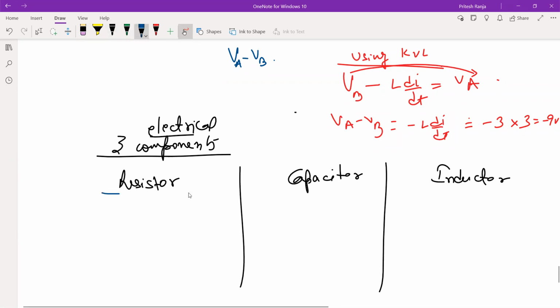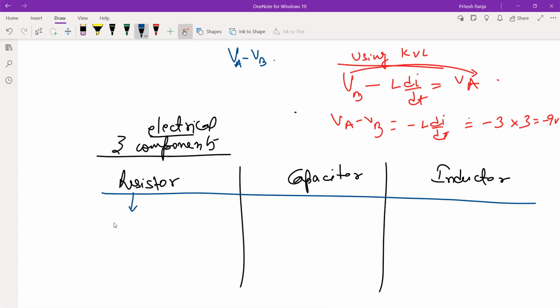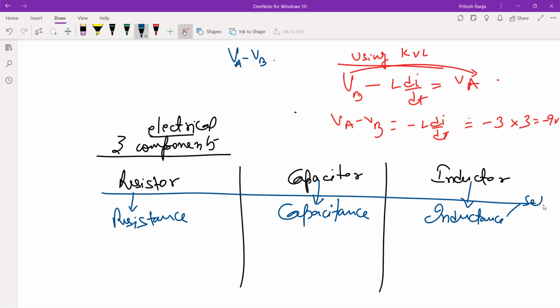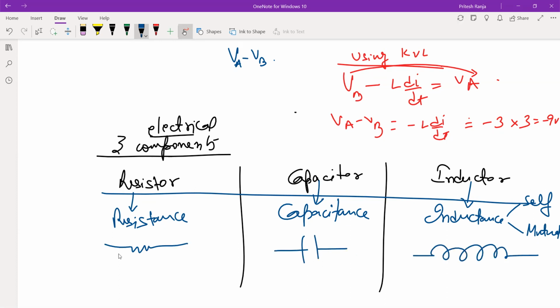तो रेजिस्टेंस में क्या होता है? द प्रॉपर्टी इज रेजिस्टेंस, रेजिस्टर में रेजिस्टेंस होता है। कैपेसिटर, द प्रॉपर्टी इज कैपेसिटेंस। इंडक्टर में द प्रॉपर्टी इज इंडक्टेंस। अब दो टाइप के इंडक्टेंस होते हैं, आज हमने सेल्फ पढ़ा, नेक्स्ट में हम म्यूचुअल इंडक्टेंस पढ़ेंगे। सो इफ वी हैव द रेजिस्टर, द पोटेंशियल डिफरेंस अक्रॉस अ रेजिस्टर, that potential difference is I into R.